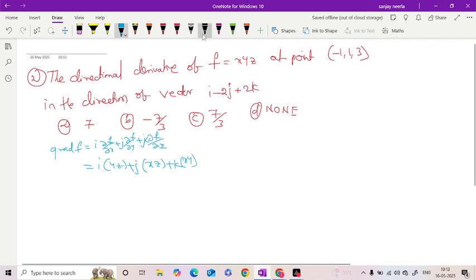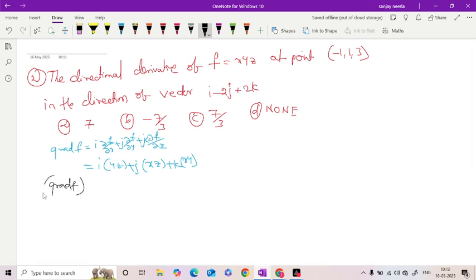Now substitute x is equal to minus 1 and y is equal to 1 and z is equal to 3. So here we will get 3, minus 3 and minus 1. So the vector is 3i minus 3j minus k.